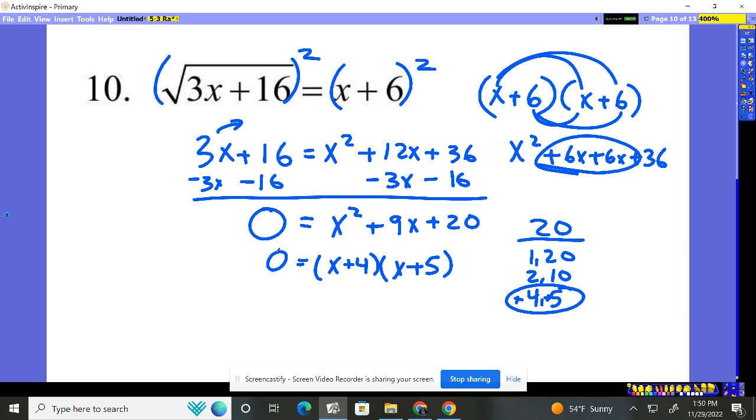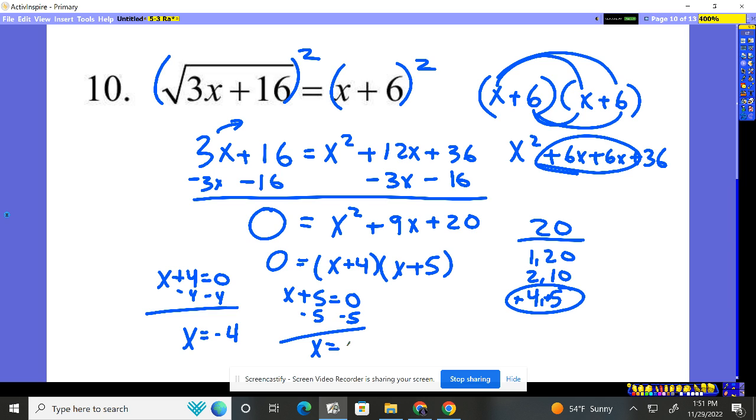So if two things multiply together to give you 0, one of them has to be a 0. So either x plus 4 has to be the 0, or the x plus 5 has to be 0. Solving this, minus 4, x is negative 4 is one possibility. Subtract 5, negative 5 is the other possibility.